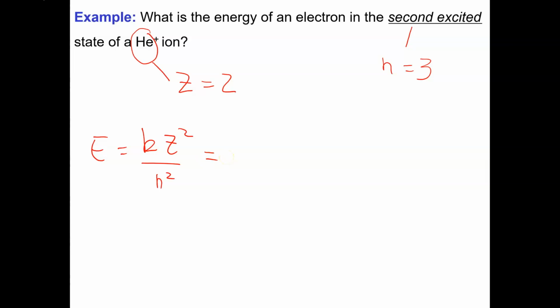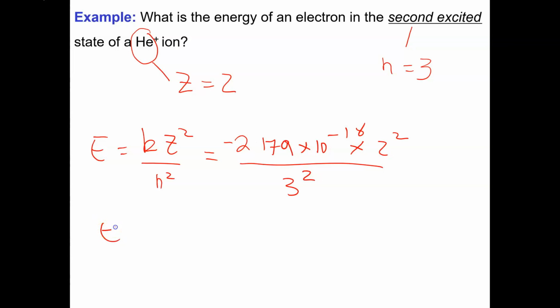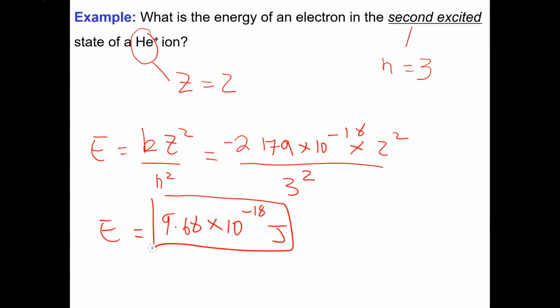So here we are. Let's see what we've got. We've got 2.179 times 10 to the minus 18, that's minus there, times 2 squared, or 4, over 3 squared, and so the energy equals, and this will be in joules. It's going to be a small number. Let's see what we get here. So it ends up being 9.68 times 10 to the minus 18 joules, if I enter that into the calculator correctly.